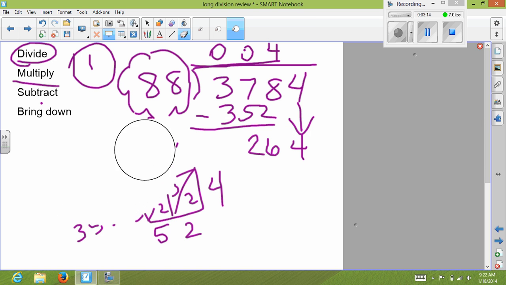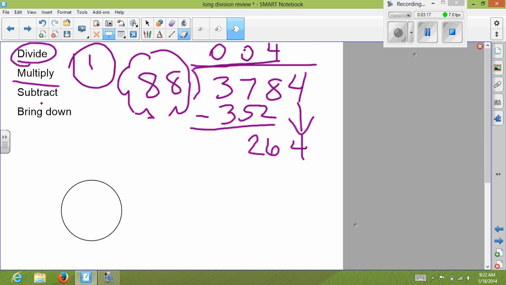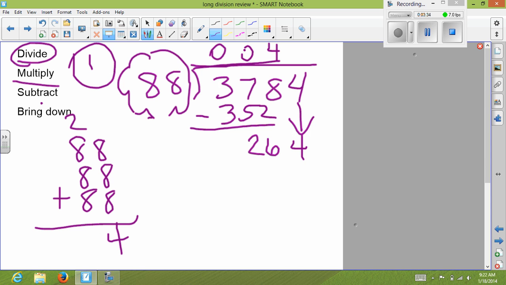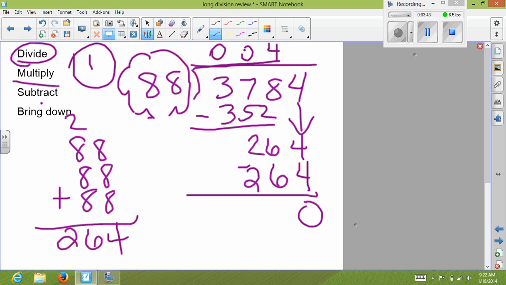So 88 into 264, I think probably around 3. So I'm going to go 88 times 3. And if you're not great at multiplying, of course, you could just do repeated addition. So I'm going to do that real quick. So 8 and 8 are 16, plus another 8, that's 24. And 8 and 8 are 16, plus another 8, that's 24, plus that 2 is 264. Oh, look, it's the same thing. So 264, and subtract, and I get nothing. And this was 1, 2, 3 eighths, so that's what I write up here.